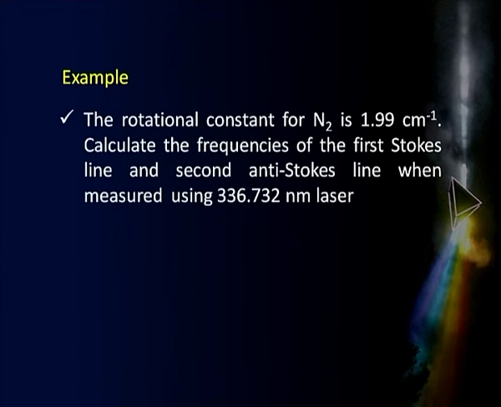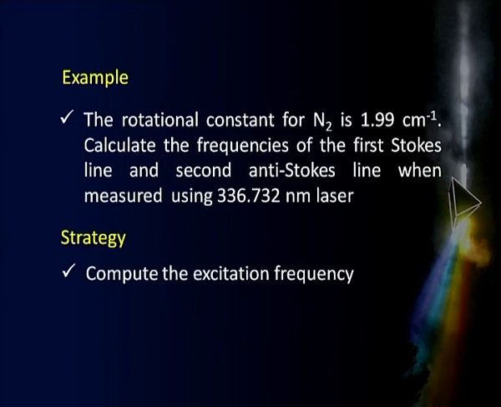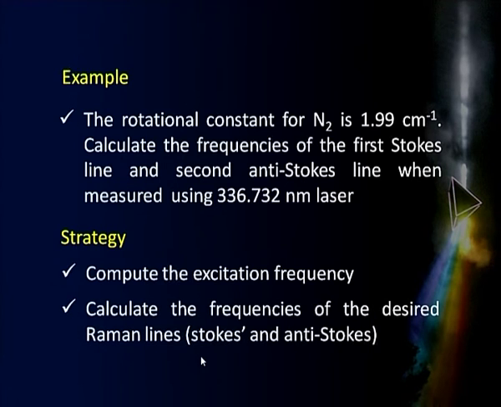Now, how do I go about it? The strategy will be as follows. First, I will have to compute the excitation frequency, since what is given to me is the wavelength of the laser. So, I need to know the excitation frequency, that is the first step. Thereafter, I can calculate the frequencies of the desired Raman lines, whether Stokes lines or anti-Stokes lines. Let us do it and see.